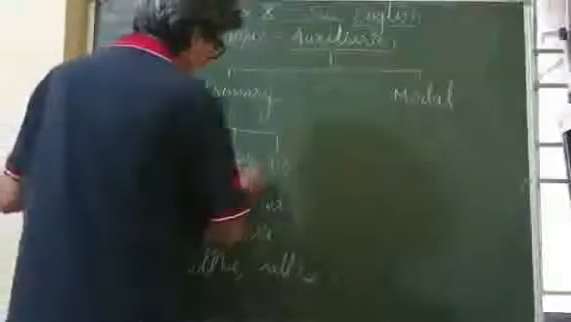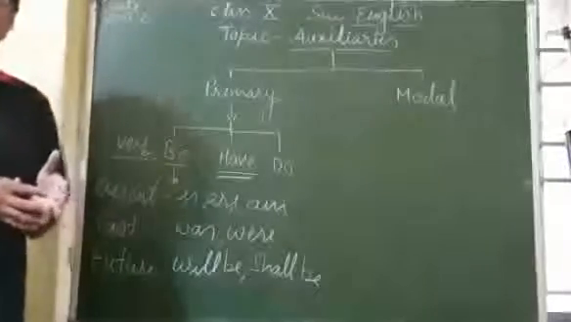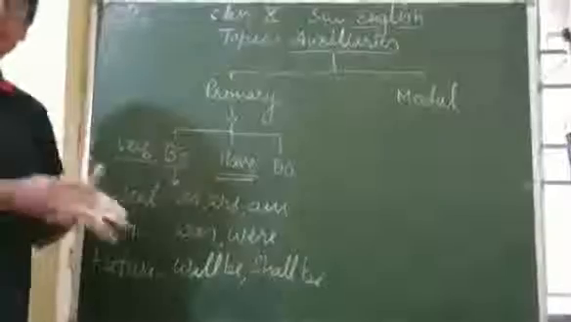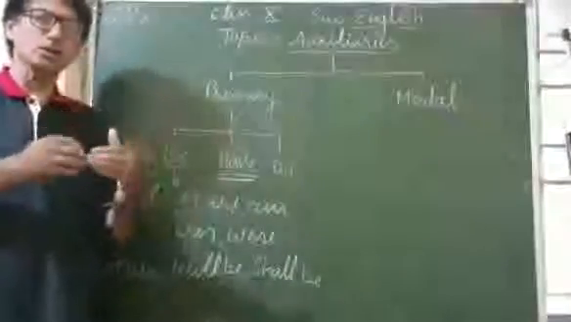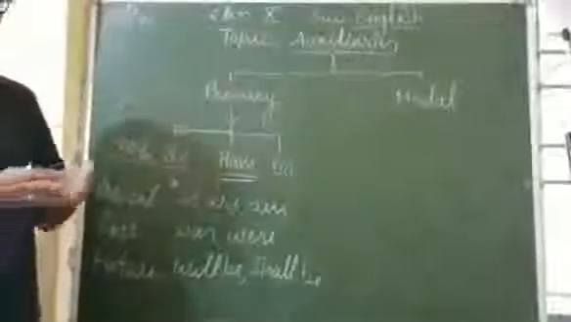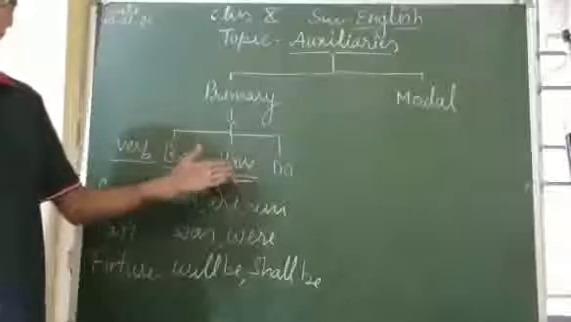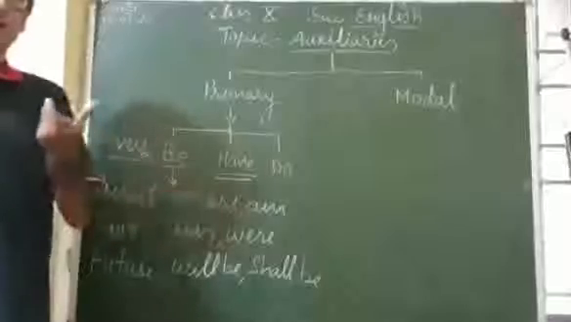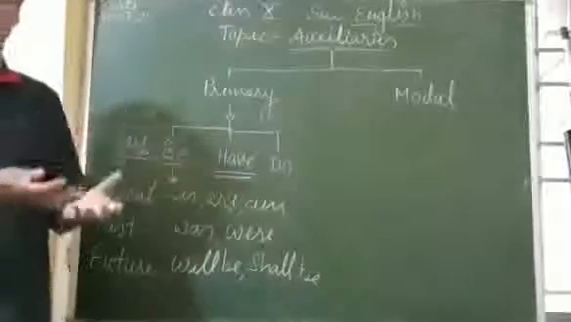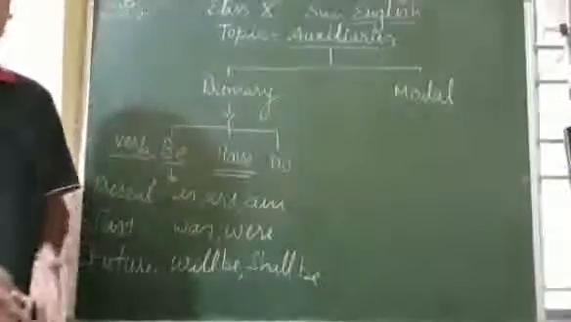Now the second one, have. Have depicts possession or belonging, यानी किसी चीज का रखना या होना. जैसे, I have two books. He has a big car. So has shows the possession or belonging of any object.